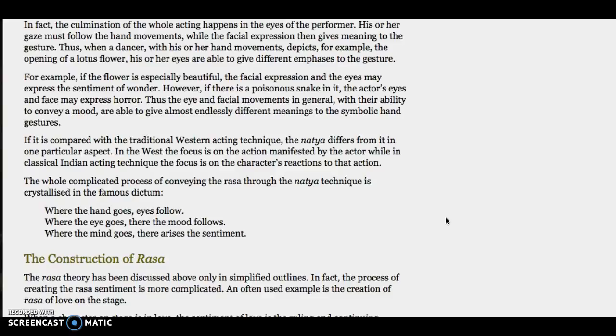This rather interesting little dictum sums it up: where the hand goes, the eyes follow; where the eye goes, there the mood follows; where the mind goes, there arises the sentiment. So this sums up the acting theory embodied in the Natyashastra.